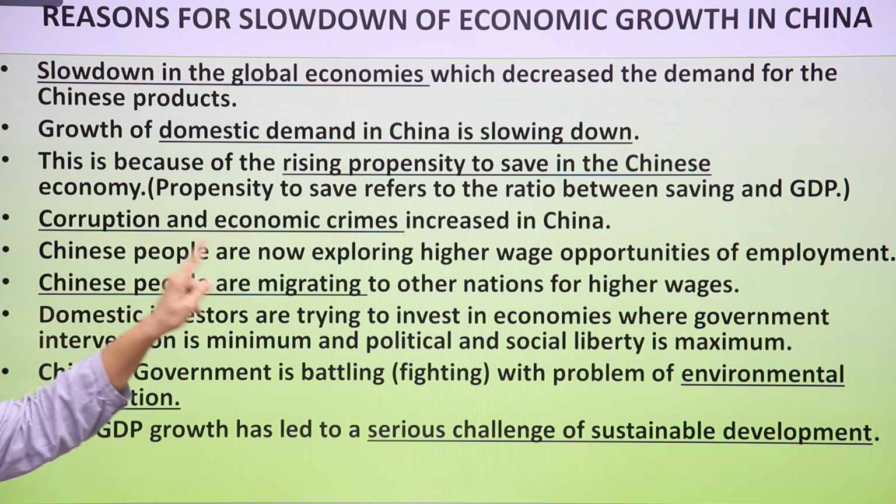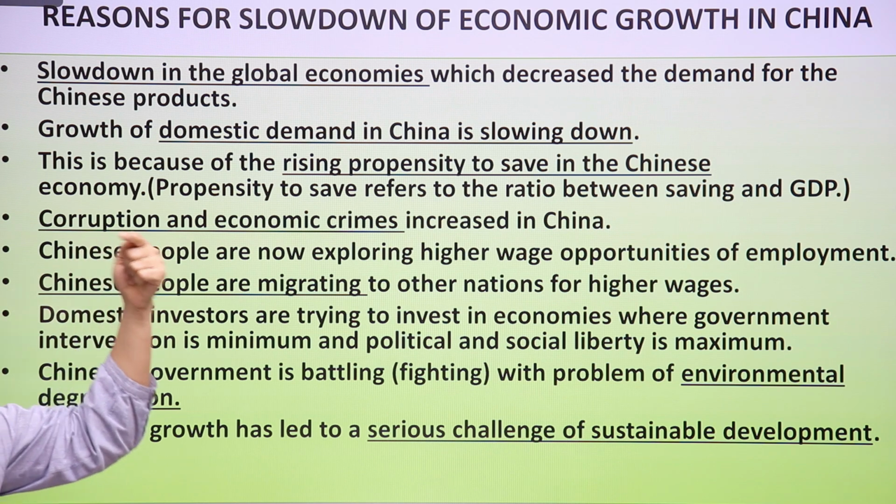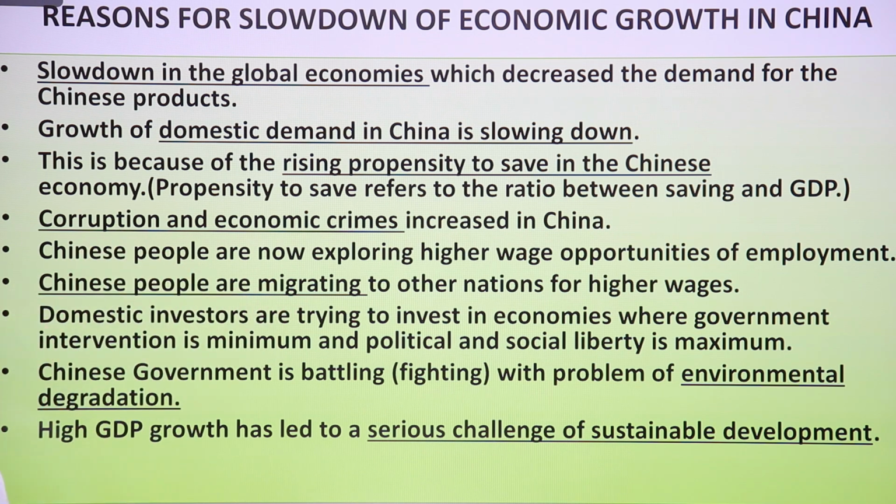Then, corruption and economic crimes increased in China. Corruption is increasing day by day in China, and that is also a reason the Chinese economy is declining or moving towards recessionary tendencies. Then, Chinese people are now exploring higher wage employment opportunities. See, in China, the government has the upper hand. It is all wholesale, and it does not let private sectors develop according to their demands and needs. That's why they are not able to pay more to their employees, and even the government sector is not paying higher wages to employees there.